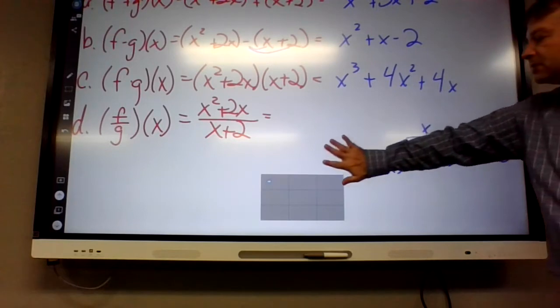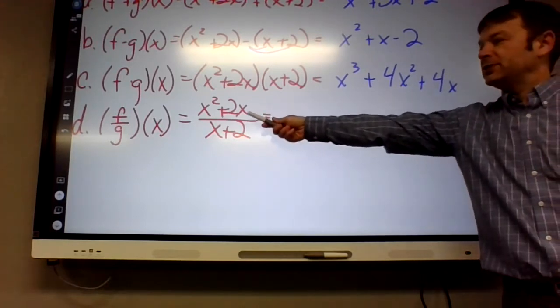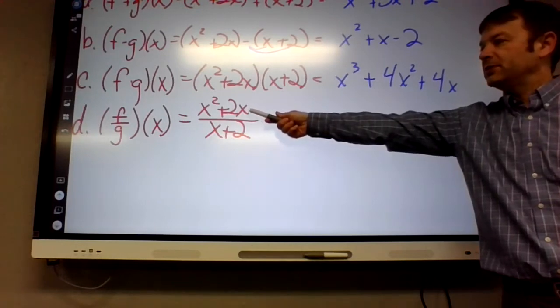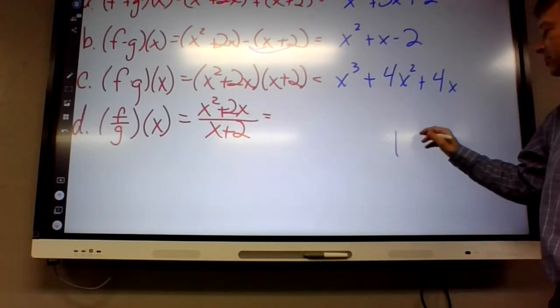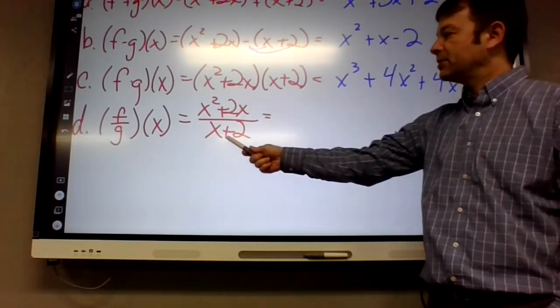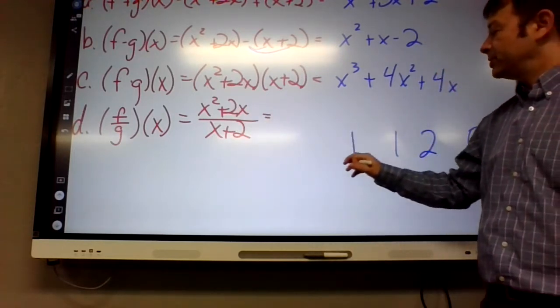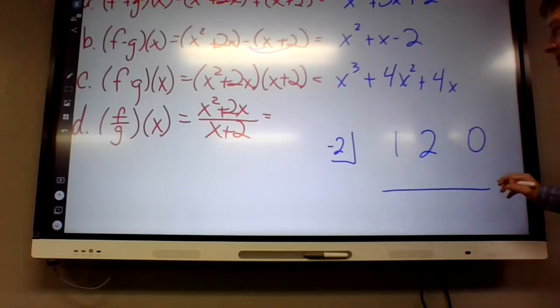Synthetic division. So use the coefficients. What are the coefficients for the numerator? 1, 2, and 0. It's also called a dividend. Dividend, divisor, numerator, denominator. 1, 2, and 0, and you put negative 2 in the box. Anybody know what the third way this could be done? And it doesn't work on every thing.